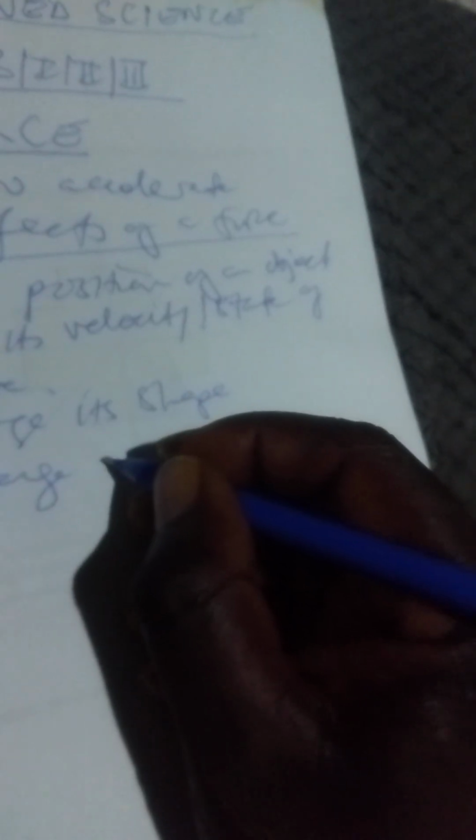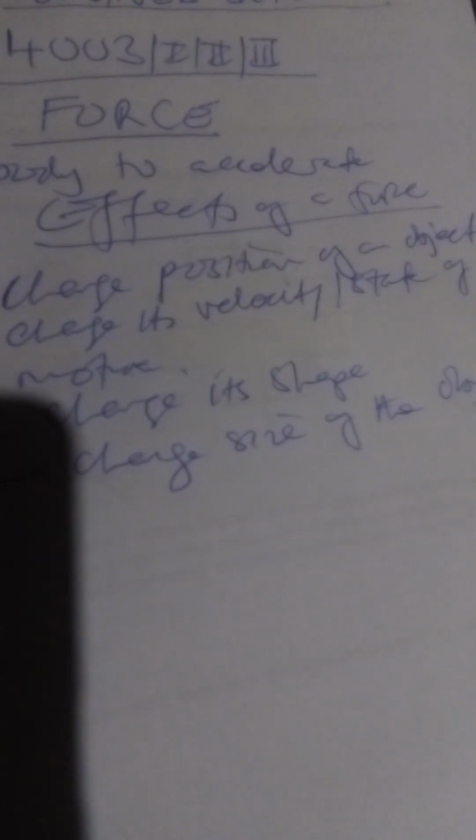So now we have learned three things here on the effects of a force. We said a force can change the position of an object. It can change the velocity of an object. It can also change the shape of an object. On top of that, a force can cause an object to change its size, which means force can change the size of the object. That is another effect of a force.